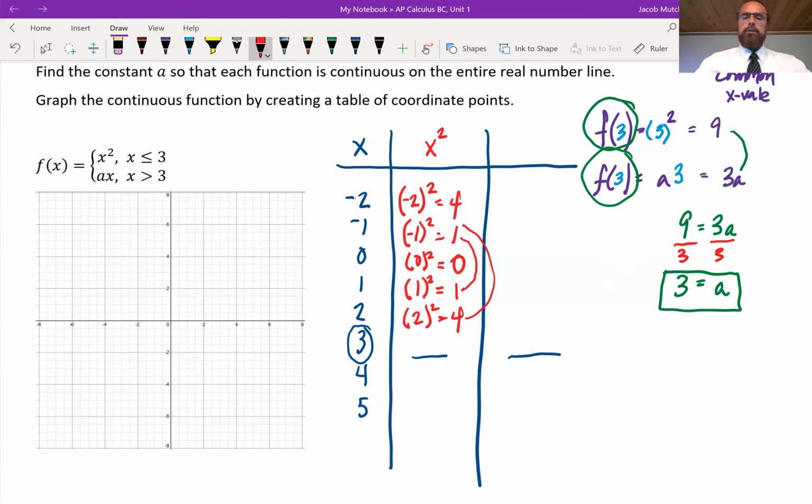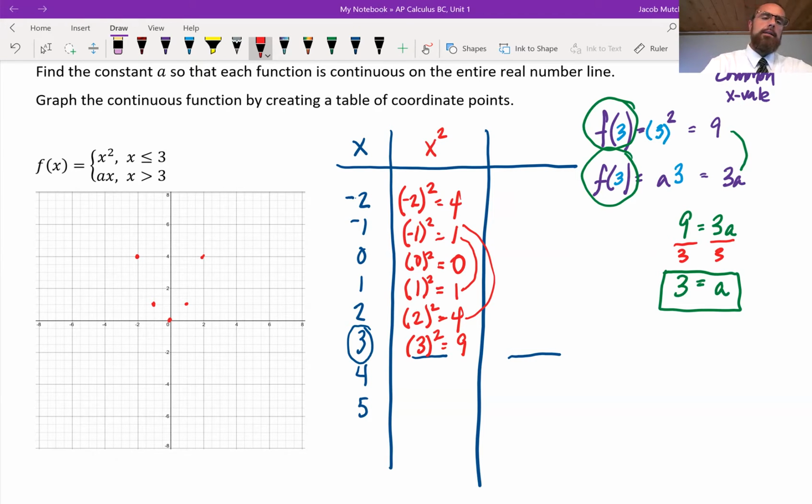All right, let's also evaluate at 3. So at 3, that's 9. So I can graph that now. So over here, I'm going to graph the point -2, +4. -1, +1, 0, 0, 1, 1, 2, 4. So you can see that symmetry that we saw in the table shows up in the graph as well.